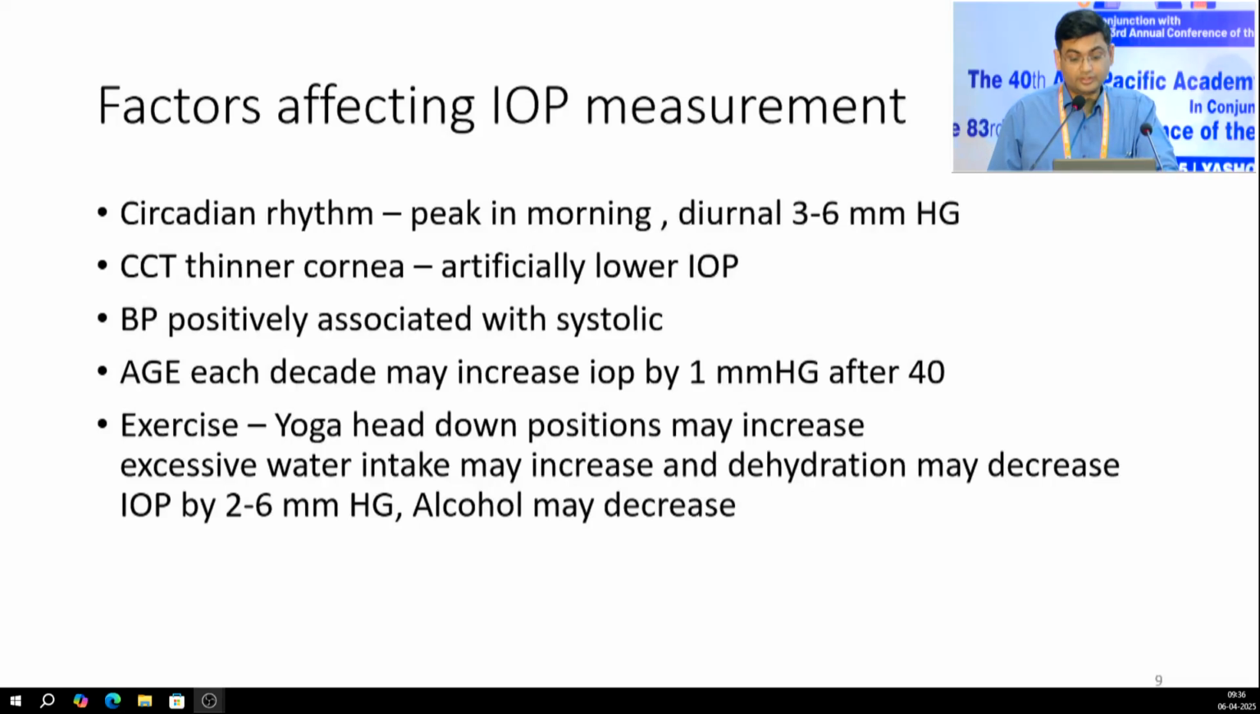Then thinner corneas artificially lower the intraocular pressure. Blood pressure, especially if the systolic pressure is high, can lead to higher IOP. And with each decade after 40, there is a rise of 1 millimeter of mercury in the IOP. Plus, yoga head-down positions, postures which involve lowering your head, can further increase the IOP by 2 to 6 millimeter of mercury, and use of alcohol may decrease it.